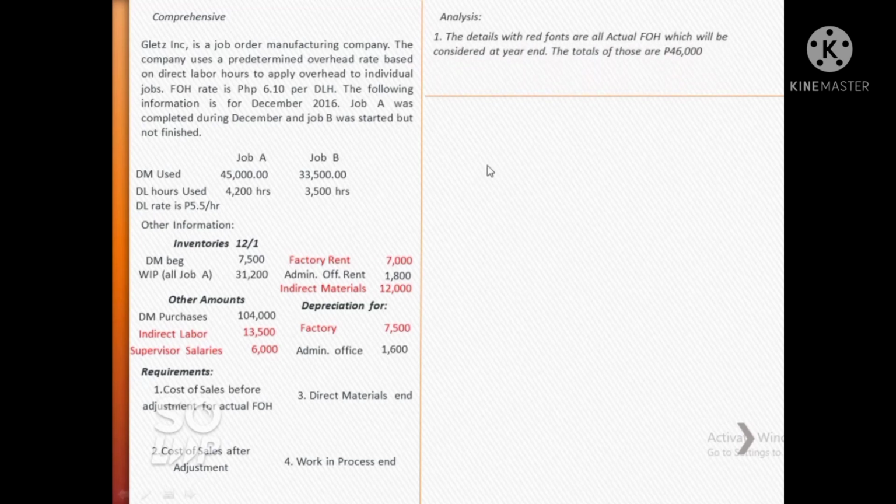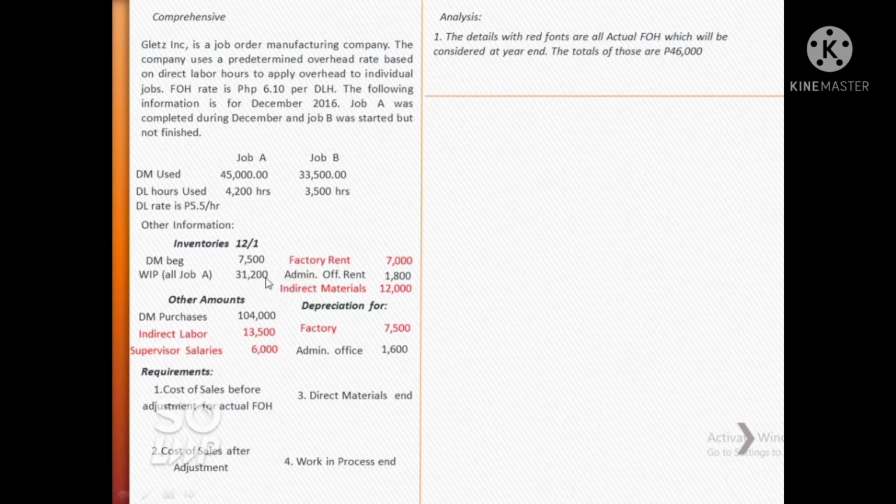The first one is the details in red are all actual factory overhead, which will be considered at year end. The total of those is 46,000. That means this actual factory overhead should be stored in the factory overhead control account. These red ones. Sir, what about admin office rent?